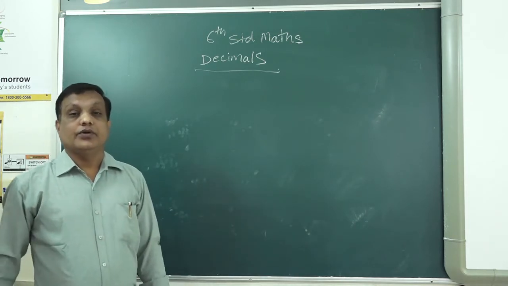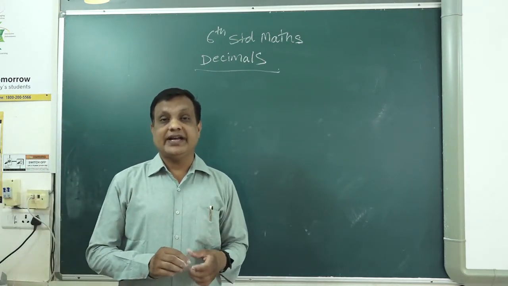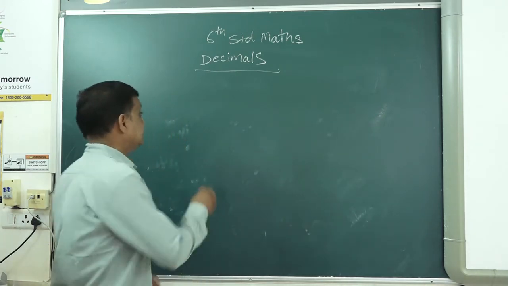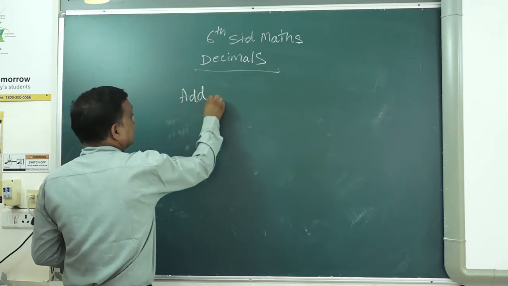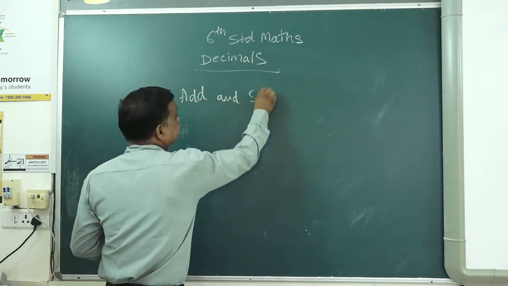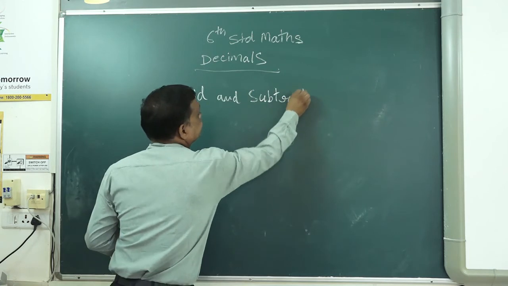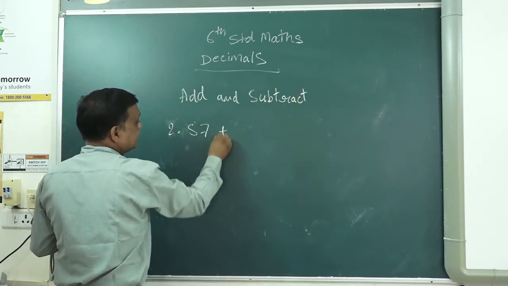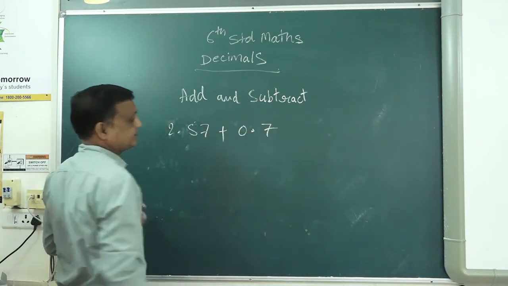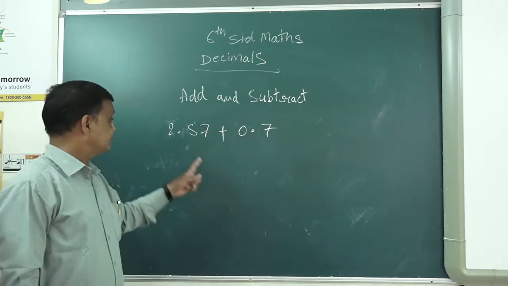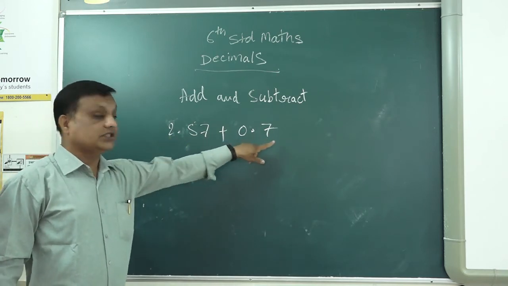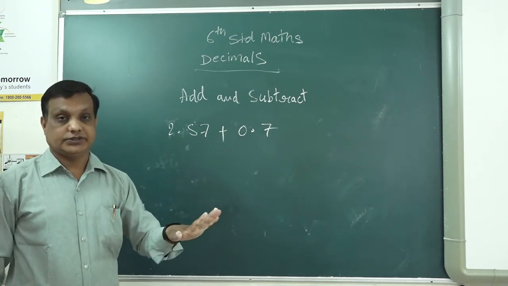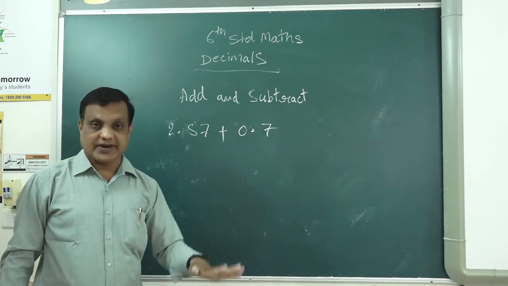Now, when you do addition and subtraction, you have to be very careful with the decimals. Here I am giving 2.57 plus 0.7. Please pay attention. While adding, the point will come below the point. That is most important, for adding or subtracting, both.